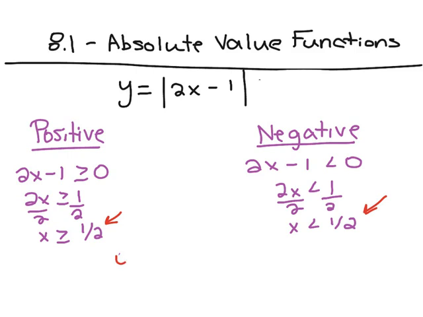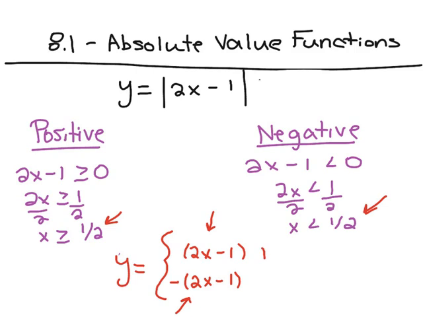So we're going to write y equals big squiggly brackets. Then we're going to write the positive of the function, so 2x minus 1, and the negative of the function, so negative bracket 2x minus 1. So this is for all the positive values, and this is for all the negative values. And we know it's positive if x is greater than or equal to 1/2. And we know it's negative if x is less than 1/2.